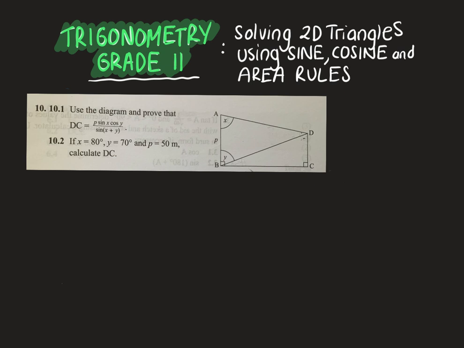Use the diagram and prove that DC equals P sine X cos Y all over sine of X plus Y. Okay, so where do we start here? The first thing we do, and remember I mentioned this in the previous videos, you first identify the triangles that you're dealing with. So the one triangle that you have to identify is the triangle with the most information. For me, it's this triangle here. The triangle that's going to have our final piece of information in it is this triangle here. Also remembering that the blue triangle is a non-right angled triangle, which means your rules are in play. And then the yellow triangle is a right angled triangle, which means your SOHCAHTOA is what's going to help you in order to make your equation.